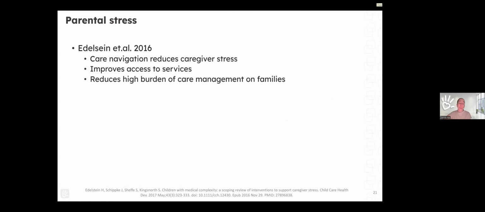And then with regards to parental stress, I think it kind of goes without saying, based on the previous slide, that it probably mitigated a lot of that. But a 2016 article really highlighted that care navigation reduces caregiver stress, it improves access to services, and it reduces that high burden of care management on families, which was really helpful.